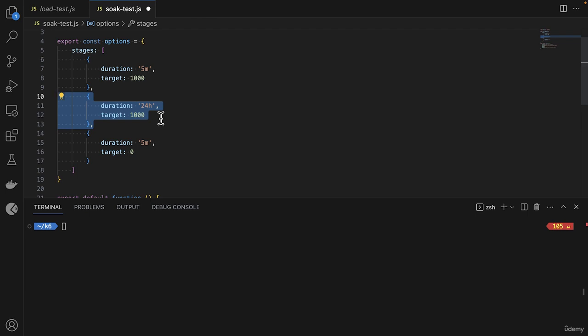Now, the question is, what kind of issues can a soak test detect that a load test couldn't? Well, some problems tend to occur after a long period of time. One example would be memory leaks. A memory leak can occur when a program keeps holding onto memory it doesn't need anymore, simply slowing down the system over time. At one point, the system can run out of memory and crash.